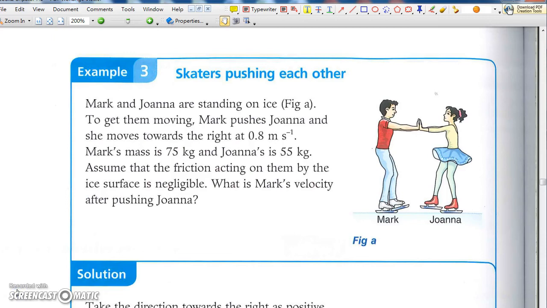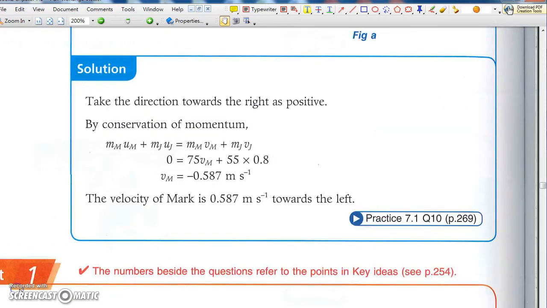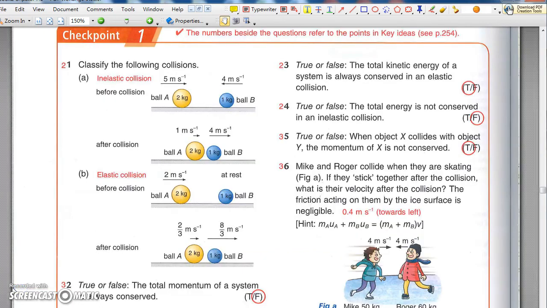In example 3, Mark and Joanna push each other on ice. It is similar to an explosion between them. Applying the conservation of momentum, we can find the final velocity of Mark when he leaves Joanna. Now try check point 1 below.